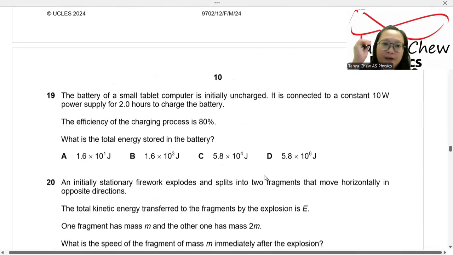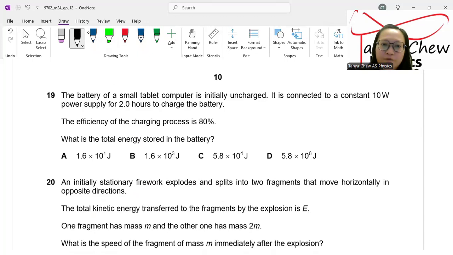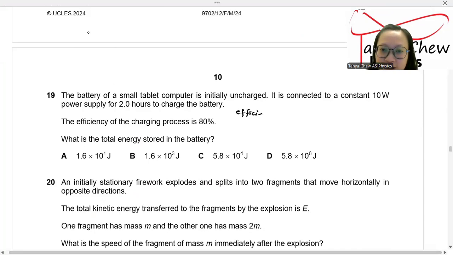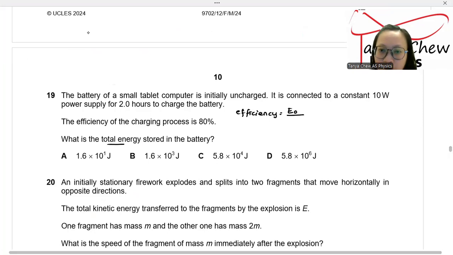Right. Number 19. The battery of a small tablet computer is initially uncharged. It is connected to a constant 10-watt power supply for 2 hours to charge the battery. The efficiency of the charging process is 80%. What is the total energy stored in the battery? So do you still remember efficiency? Efficiency is equal to the useful energy output divided by the input energy times 100%.